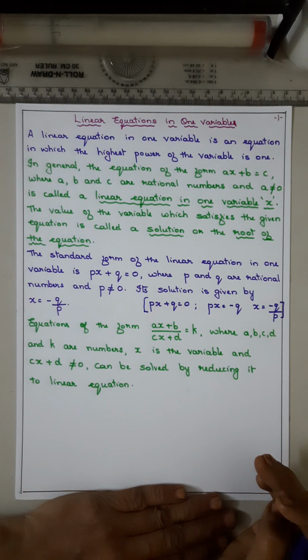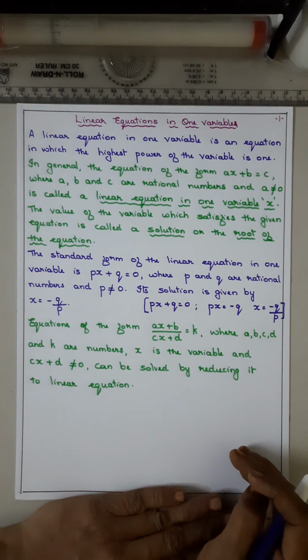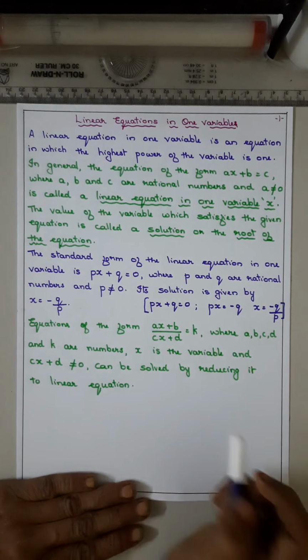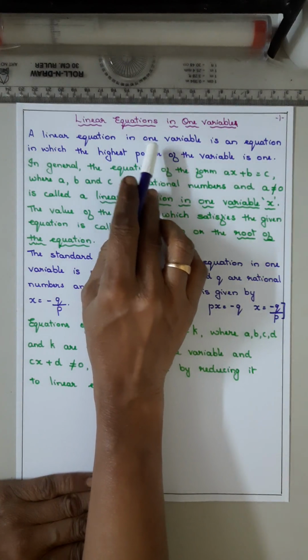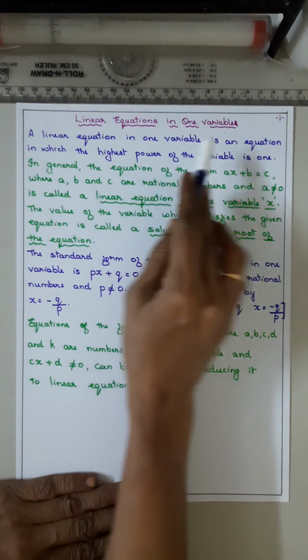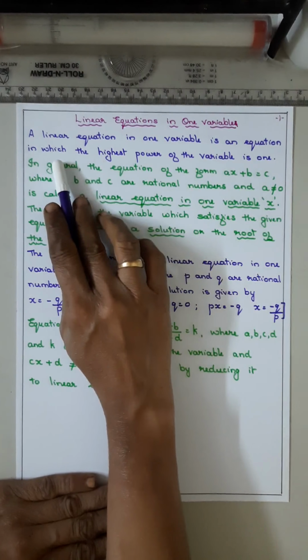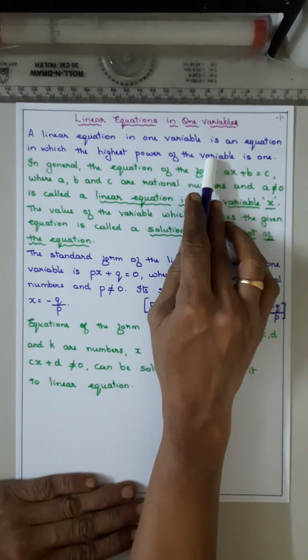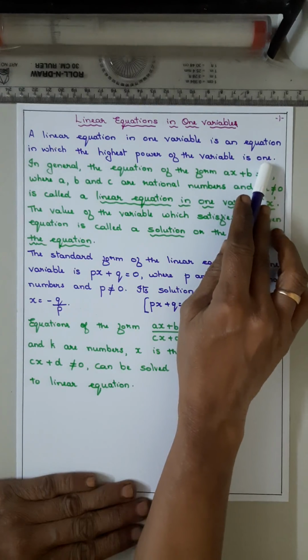Hello 8th standard students. Today we will discuss the topic linear equations in one variable. Now, what is a linear equation? A linear equation in one variable is an equation in which the highest power of the variable is 1.